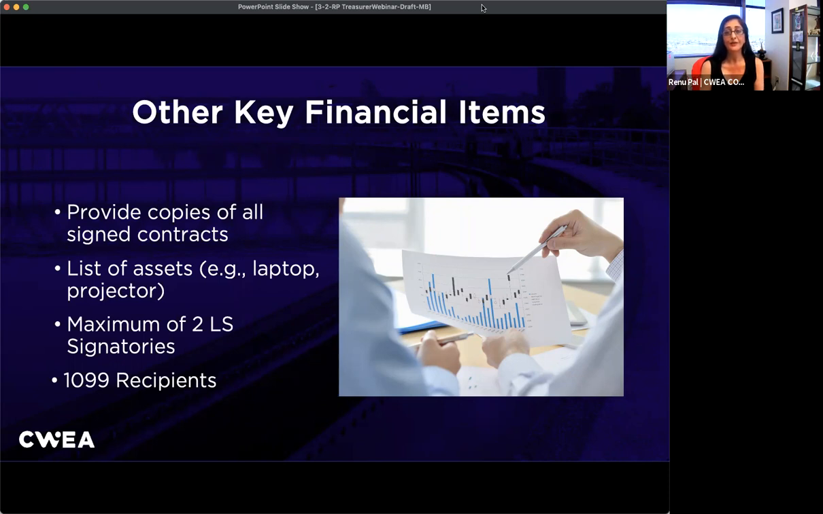1099 recipients: when you pay anyone, we usually say if it's 600 plus, that would trigger a 1099. So if you're paying an individual, not reimbursing, a payment like a training fee for a service such as training or bartending, where it's for labor and not for an end product, you should get a W-9 from them regardless of the amount you pay.